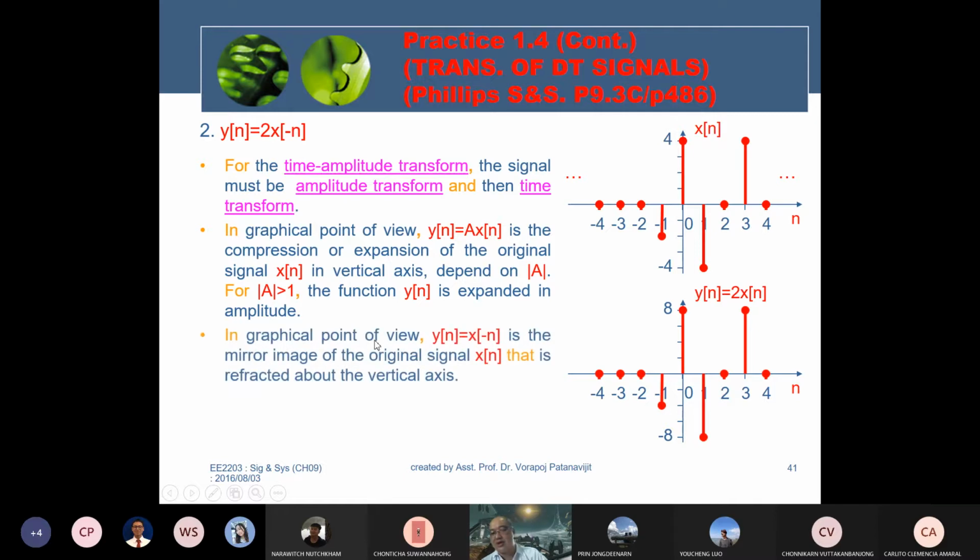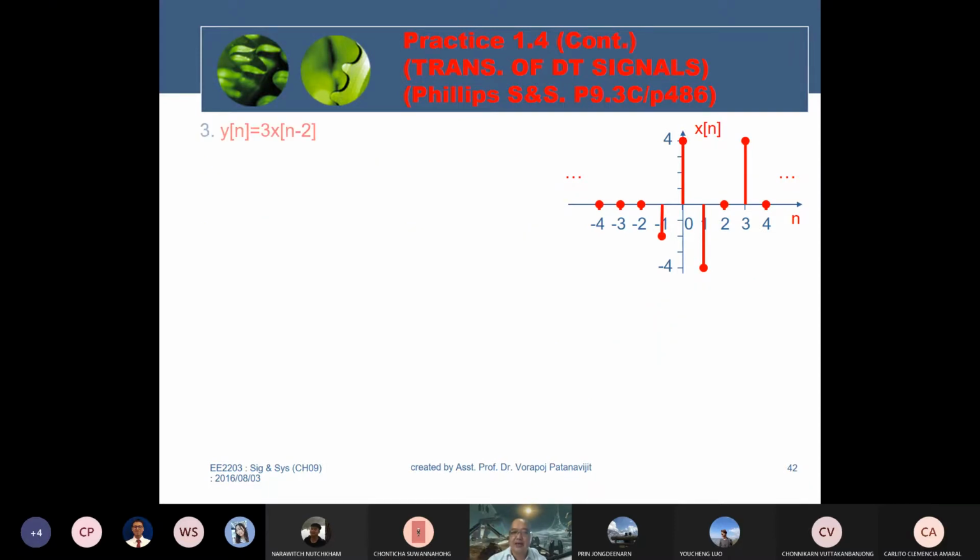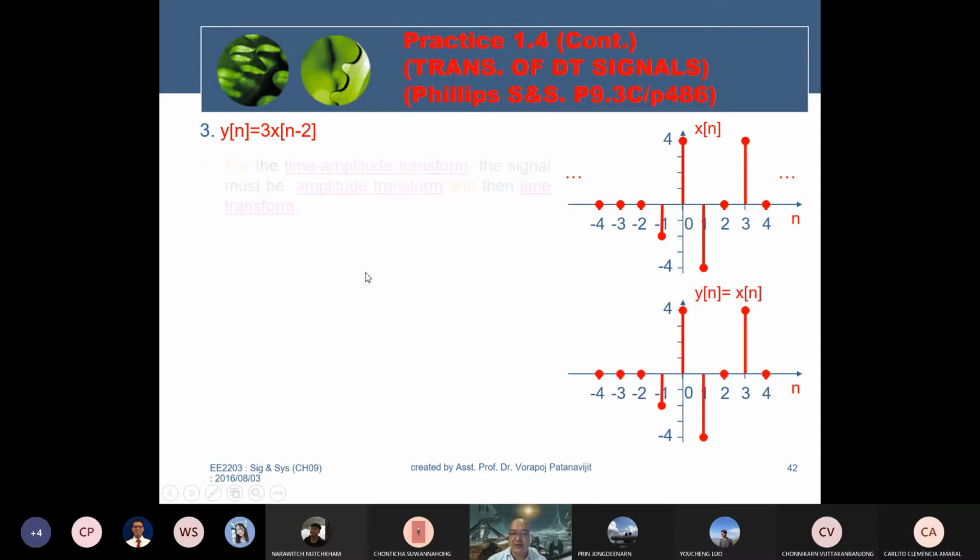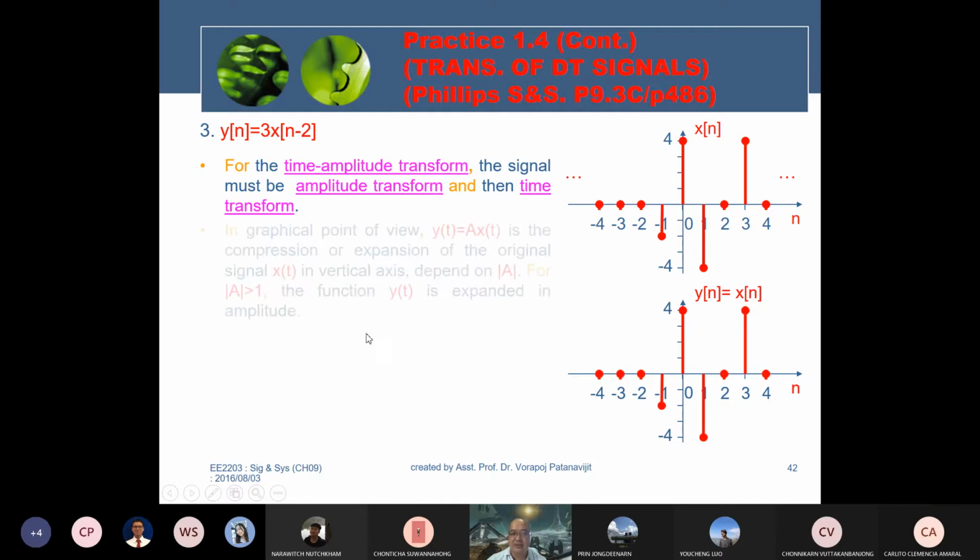For the time reversal, from the graphical point of view, it is the mirror image of the original signal x[n], that is, reflected about the vertical axis. We flip with respect to the vertical axis. Okay, next one is y[n] equal to 3x[n-2]. For the time and amplitude transform, the signal must be processed for the amplitude first and the time later. 3 is for amplitude scaling, minus 2 is for time shifting.